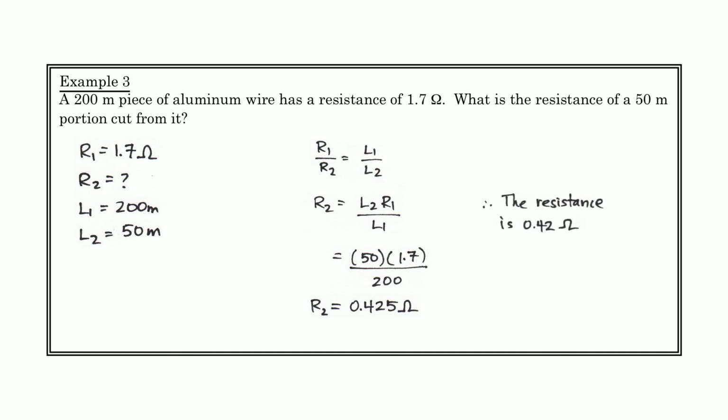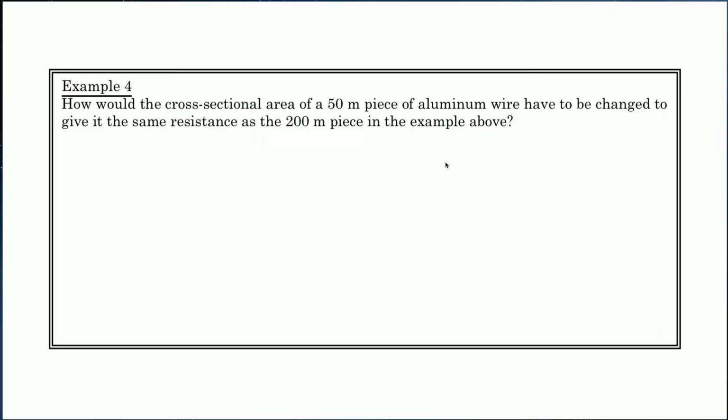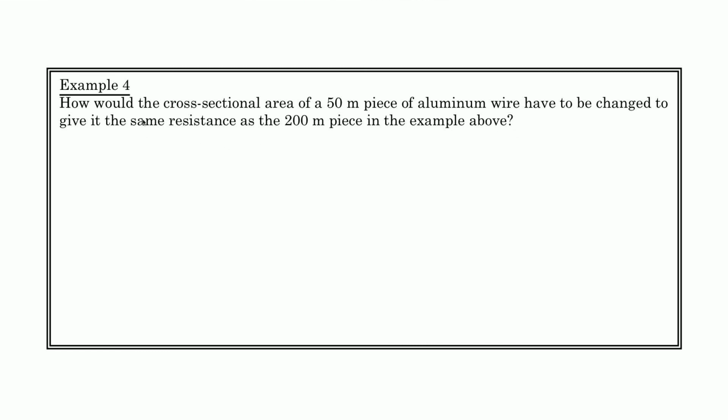Okay, so that's the new resistance. Let's continue on with this. Let's say we're now going to change the cross-sectional area of a 50 meter piece of aluminum wire. Basically, how would that cross-sectional area have to be changed to give it the same resistance as the 200 meter piece of wire in the example above? Okay, so basically what we have now is we've got R1 is 1.7 ohms, the initial resistance that we had before. R2 is 0.425 ohms. So we want to adjust the cross-sectional area of this, and we want to see, okay, what would we need to do?